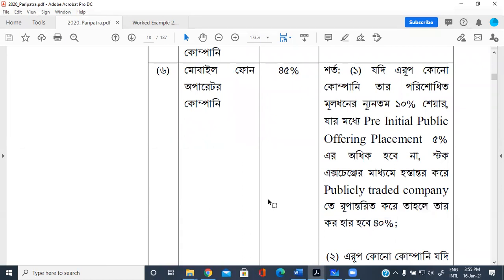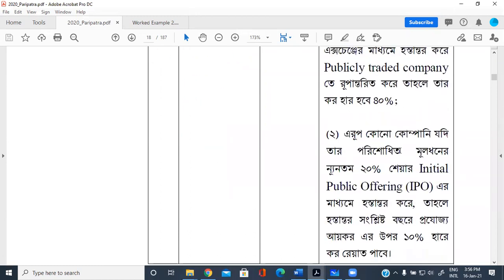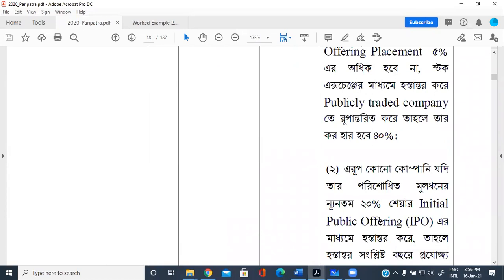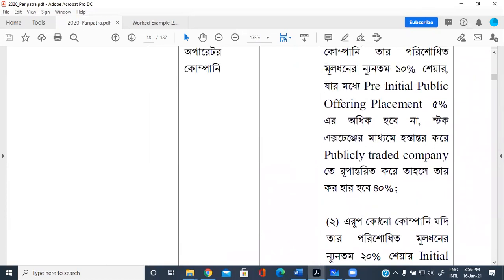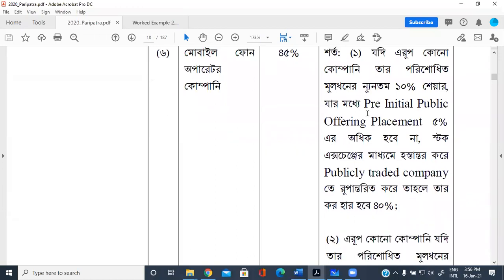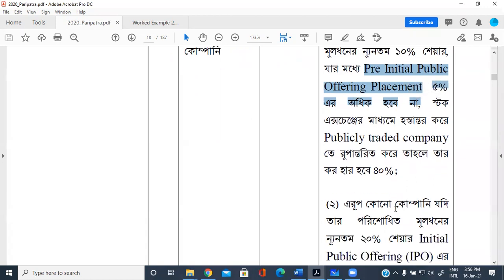40%. But in the year in which they have done this transaction, they will be able to reduce their tax rate by 10%. This is a separate rule for public offering placement, greater than 5%. In that case, their tax rate will be 40%.